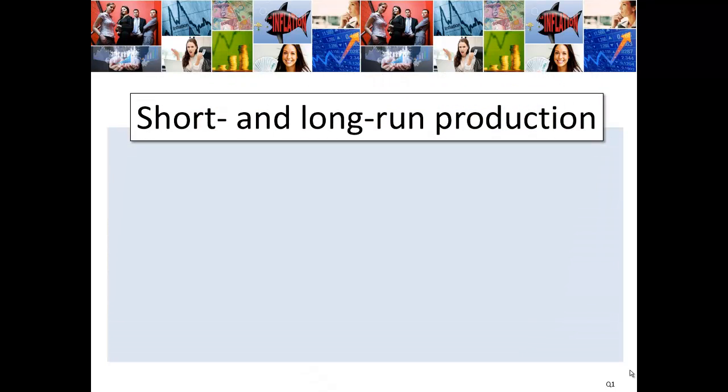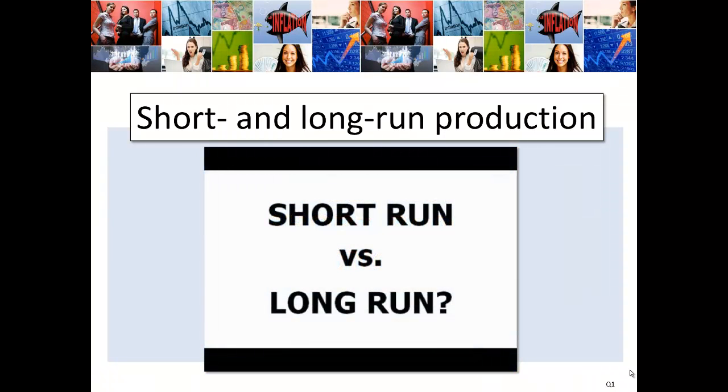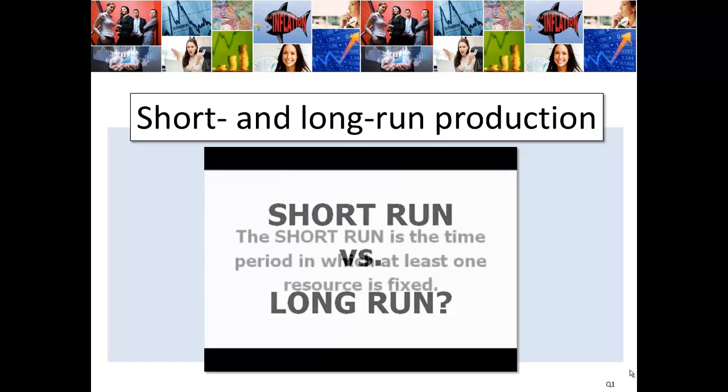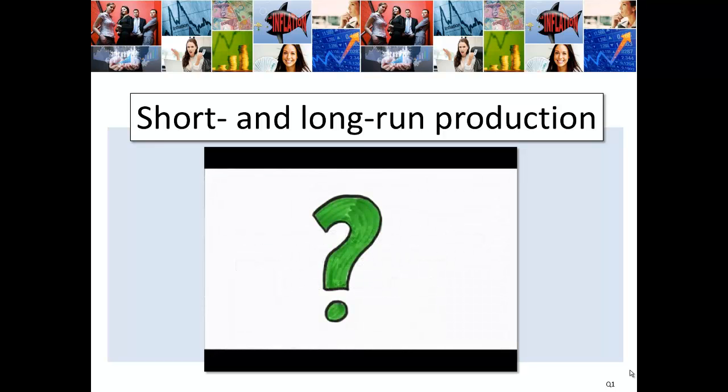Short and long run production. What is the difference between short run production and long run production? Well, by definition, the short run is the time period in which at least one resource is fixed. Well, how long is that? The answer, of course, is it depends.